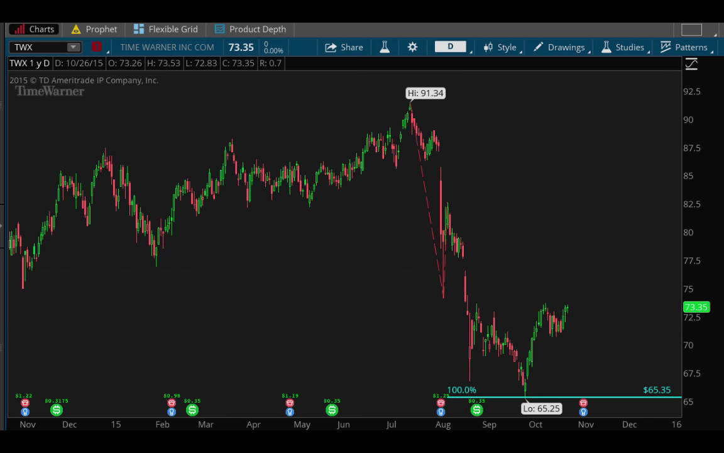So I hope these have been helpful for understanding how you can use projections and what you're looking for. Remember, you want to go from swing high to swing low, back up to swing high, and then the projection is going to be onto the swing low. Or you're going to go from the swing low to the swing high, down back to the swing low, and then it's going to project up to a new high.